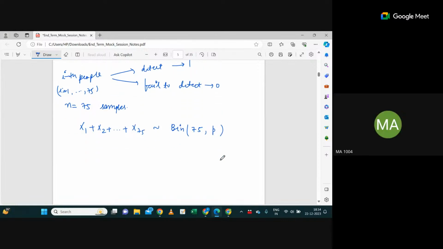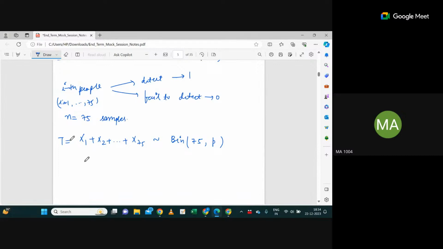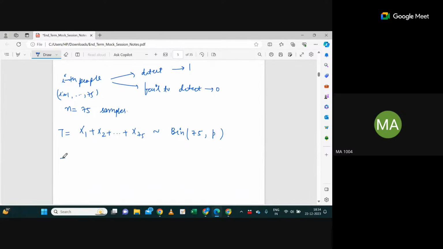So there are two things. You can define your T here like this, or you can define your T as X bar. You can go with any one approach. It will not affect the answer, okay? But which one should we prefer, X bar or T? X bar? Yes.